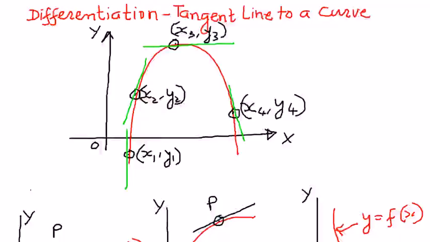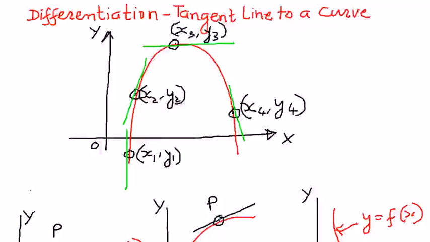In this particular graph, the parabola is rising from point x1, y1 to point x2, y2. At the peak or the vertex, point x3, y3, the graph levels off, and at point x4, y4 on this parabola, the graph is falling. To determine the rate at which the graph rises or falls at a single point, we find the slope of the tangent line at that point.